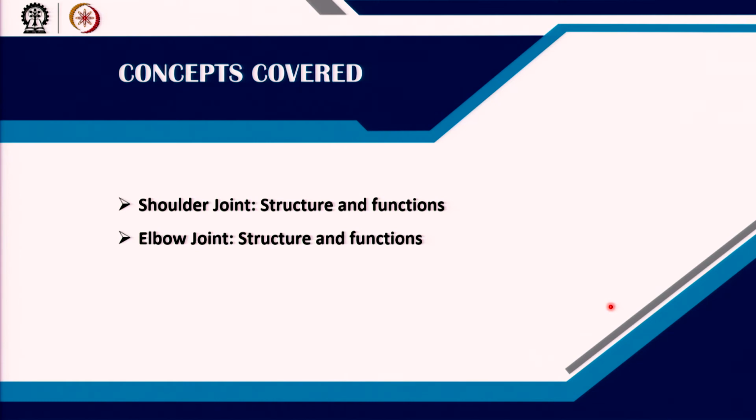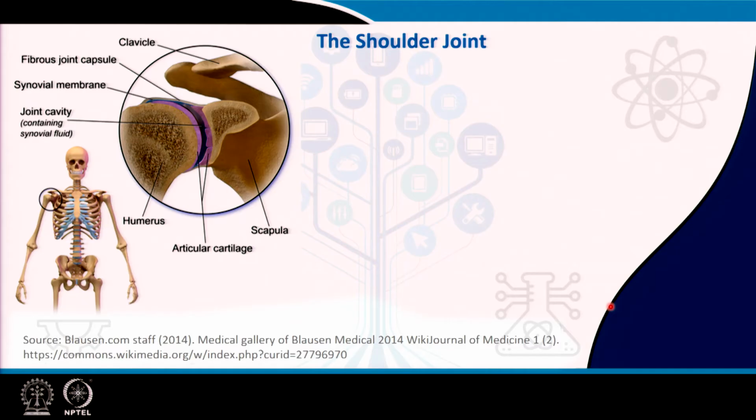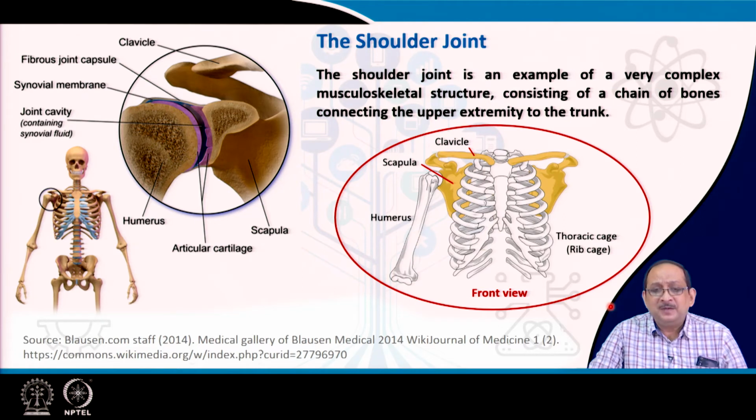Now, in this lecture, we will be covering the structure and functions of the shoulder joint and the elbow joint separately. Now, the shoulder joint is an example of a very complex musculoskeletal structure consisting of a chain of bones connecting the upper extremity of the trunk.